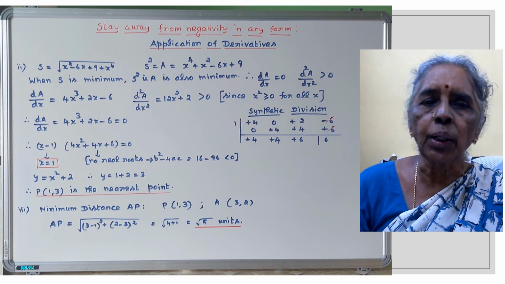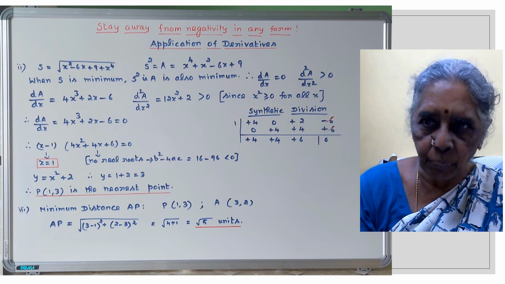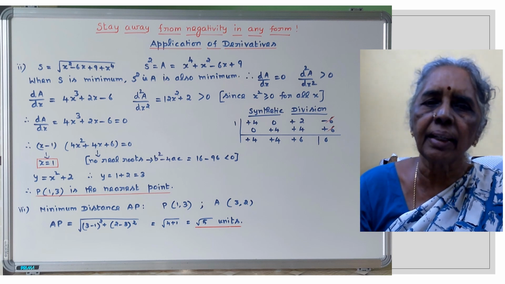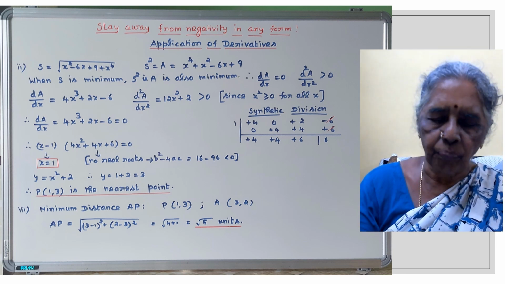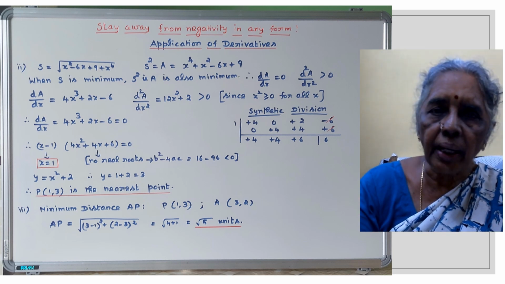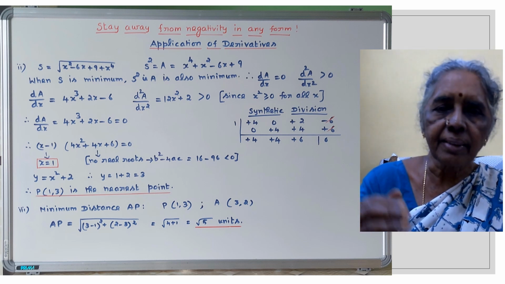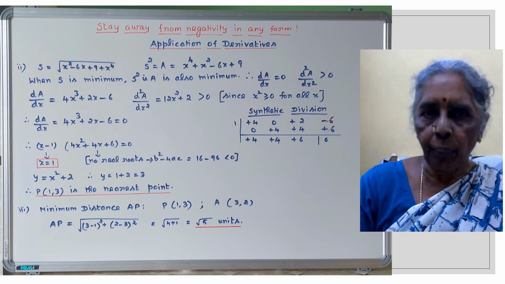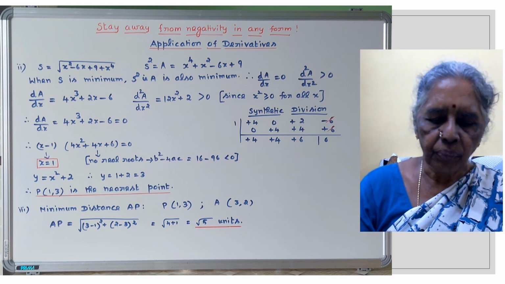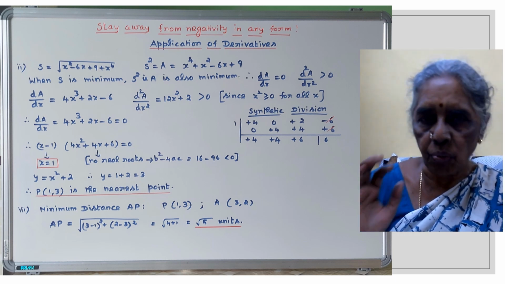What is the condition for A to be minimum? The first derivative, that is dA by dx, will be equal to 0. And the second derivative, d squared A by dx squared, greater than 0 for minimum. Okay, remember these two. So let us find what is dA by dx and what is d squared A by dx squared. dA by dx is 2x minus 6 plus 4x cube. If we arrange it properly in the descending order, it will be 4x cube plus 2x minus 6. d squared A by dx squared is equal to 12x squared plus 2.